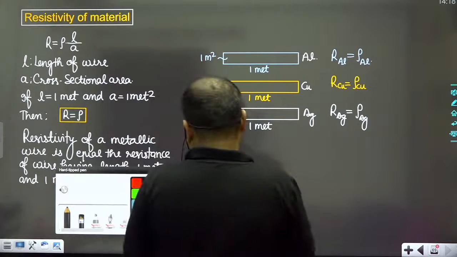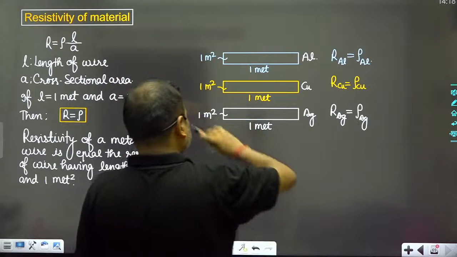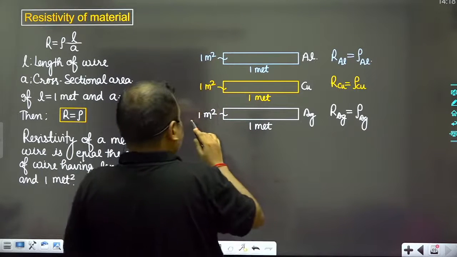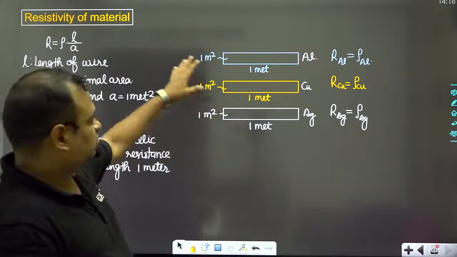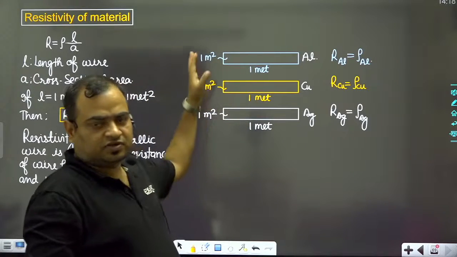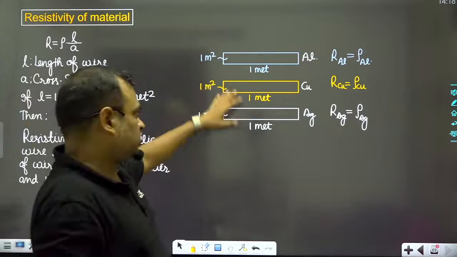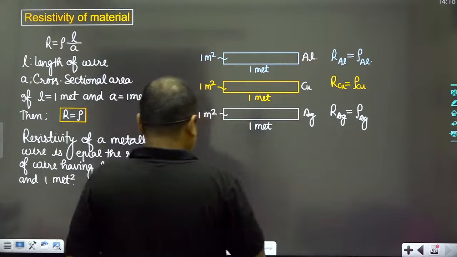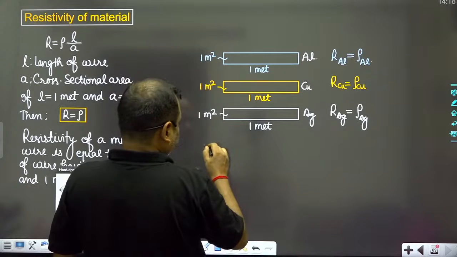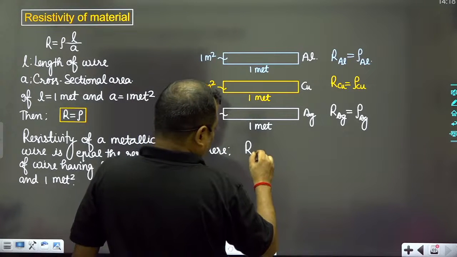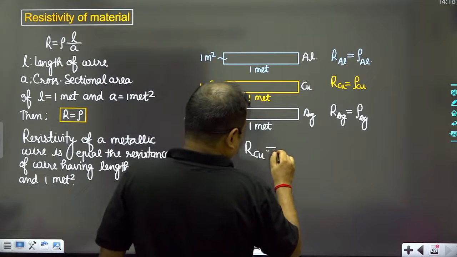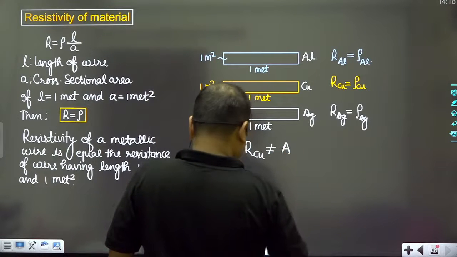So these will be the resistances. Guys, we know that all these three wires have resistances which are not equal to each other. It means here we can say that R Cu is not equal to R Al.